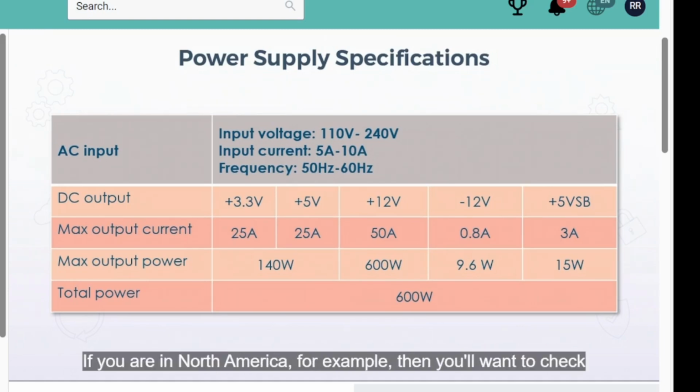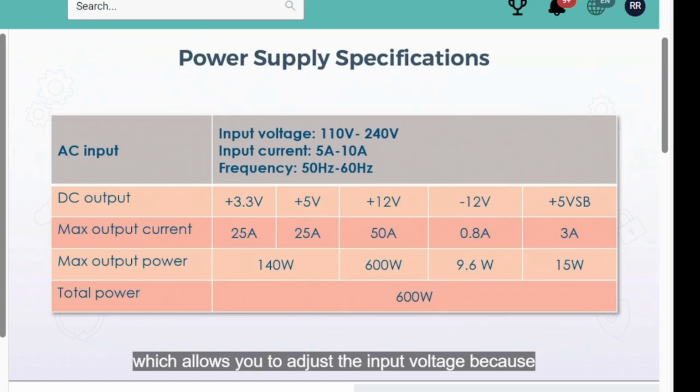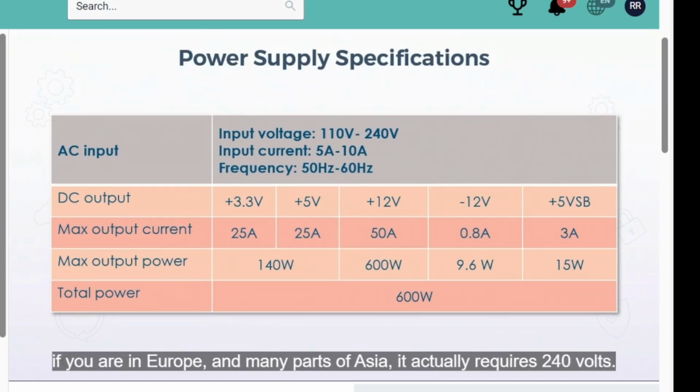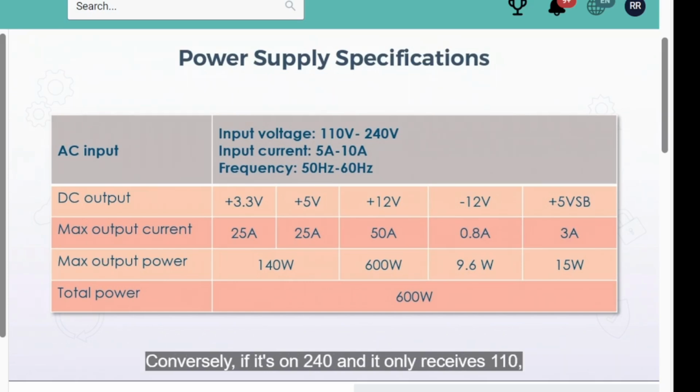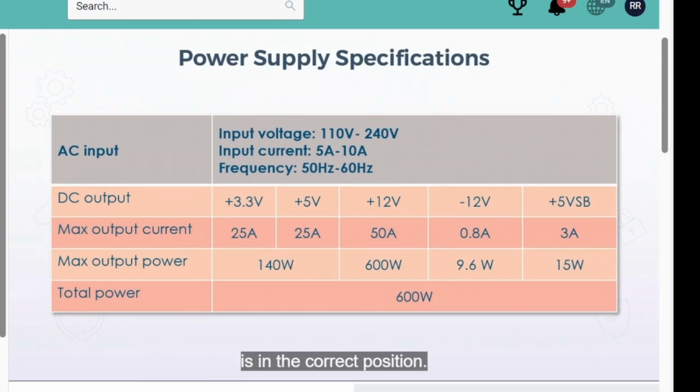If you are in North America, for example, then you'll want to check on the back of the device itself to see if there is a little red switch which allows you to adjust the input voltage, because if you are in Europe and many parts of Asia, it actually requires 240 volts. So if the device is set to only 110 and it receives 240, it could be damaged. Conversely, if it's on 240 and it only receives 110, then it might not start at all. So you'll want to make sure that is in the correct position.